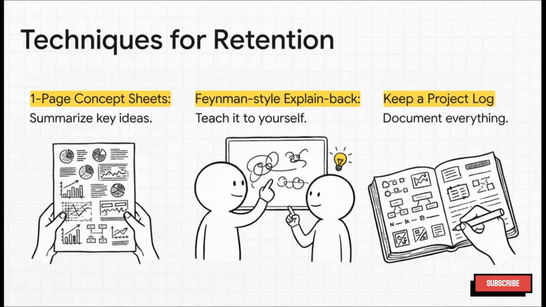And hey, if you want to make sure you actually remember all this stuff, here are 3 pro tips. First, for every big idea, make a simple one-page cheat sheet. Just what it is, when you'd use it, and what can go wrong. Second, use the Feynman technique. Try to explain it to a friend, or even just to your dog, in super simple language. If you can't, you don't get it yet. And third, keep a project journal. Write down everything. Your ideas, your prompts, your bugs, your wins. Every project becomes a lesson that way.